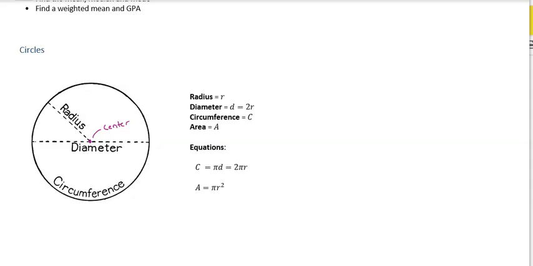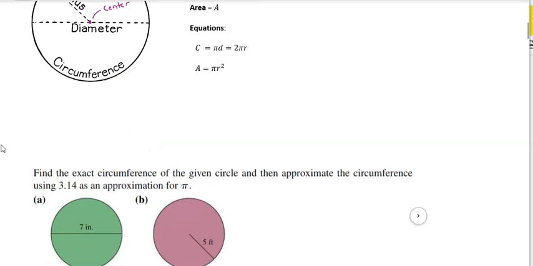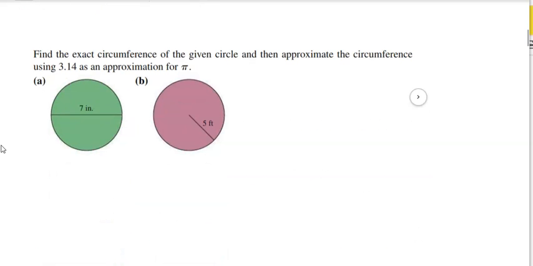Area equals pi r squared, and I believe there was a typo in your notes, so there was a 2 here, and you need to remove that, so just cross it out. So it's just pi r squared. Alright, so moving on from there, we're going to use those formulas.